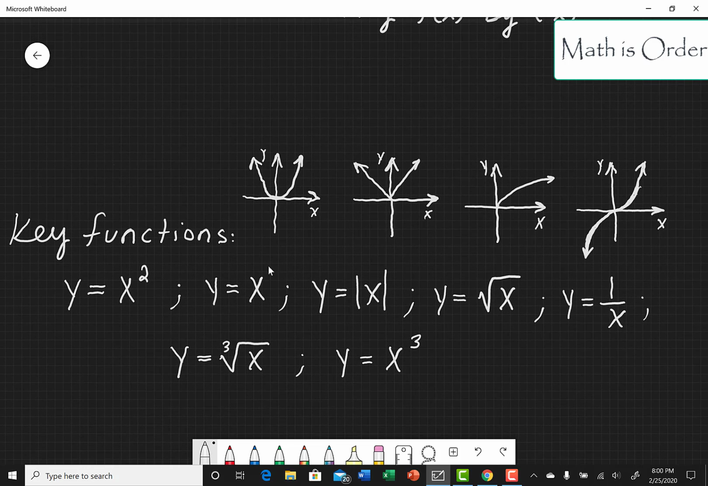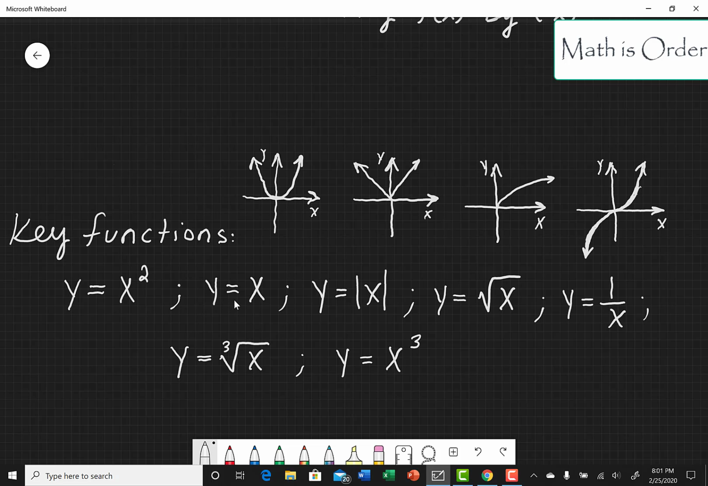For example, these are some common key functions that anyone should know by memory. And there's probably some more, and I just listed some of them here. So for example, y equal x squared. We need to know what this graph looks like, and it's this graph here. So from this graph, you need to know the function, and that is this, and vice versa. If you're given this function, you need to have in your memory that this graph looks like this.